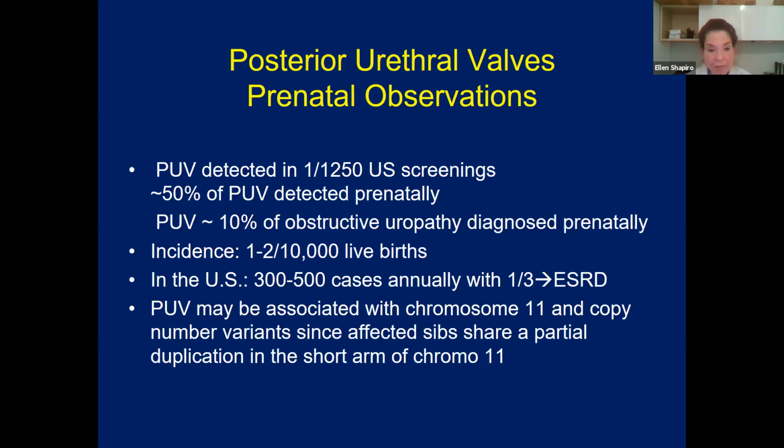Posterior urethral valves account for about 10% of obstructive uropathy diagnosed prenatally. The incidence is 1 to 2 in 10,000 live births. In the US, we expect to see 300 to 500 cases annually, with about a third of these going on to end-stage renal disease. Posterior urethral valves may be associated with chromosome 11 copy number variants, since the affected siblings share a partial duplication in the short arm of chromosome 11.